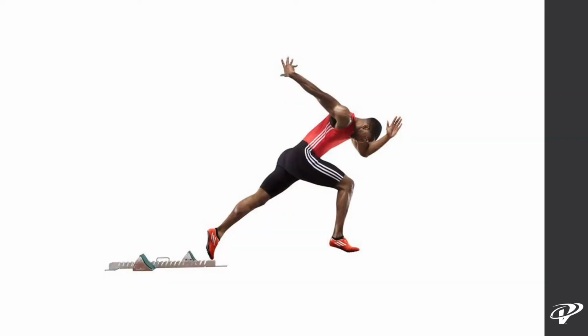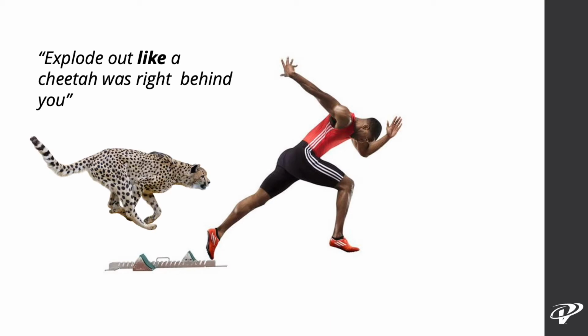So if we are working on teaching an athlete to start explosively, start with a lot of power, we might use an analogy. Explode out like a cheetah was right behind you. The person can understand that. They understand the motivation and how they would move in that case. That's going to help them pay attention to that type of movement. Not just their attention, but in this case, their intention, how they intend to execute the movement.